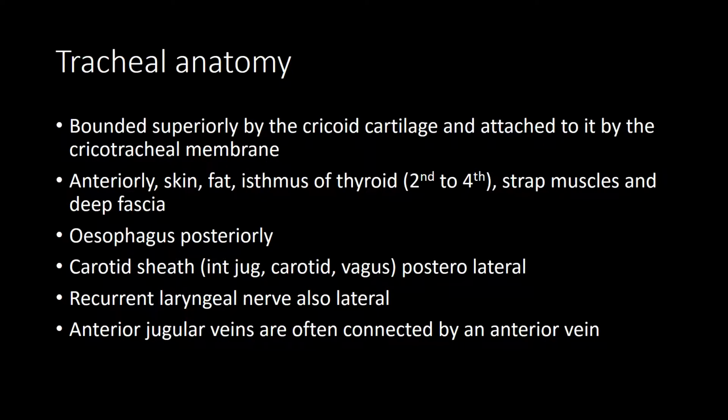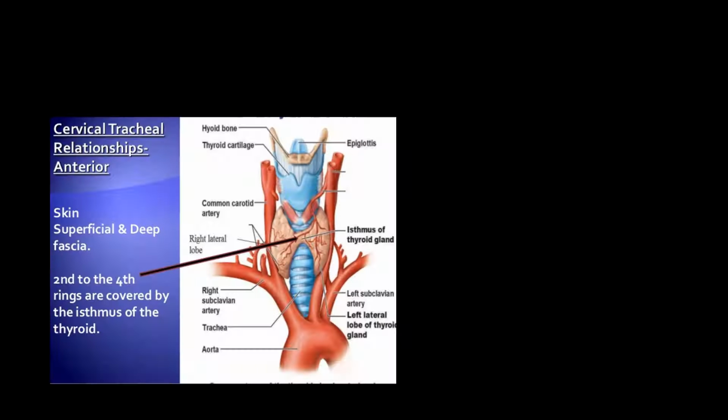Tracheal anatomy is bounded superiorly by the cricoid cartilage, and it's attached to it by the cricotracheal membrane. It's got skin, fat, thyroid, strap muscles and fascia overlying it. It's got the esophagus posteriorly, the carotid sheath containing the jugular, the carotid artery and the vagus laterally, the recurrent laryngeal nerve posterolaterally, and often it has an anterior jugular vein that comes across, and that can be a cause of bleeding.